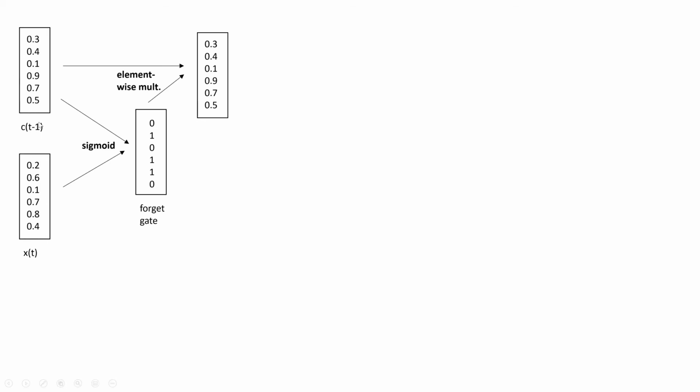You have your previous cell state and your current input. Just for simplicity, the input is a combination of the hidden state from the previous time step and the current input, because otherwise it would get too messy. So this is the combined previous hidden state and current input.